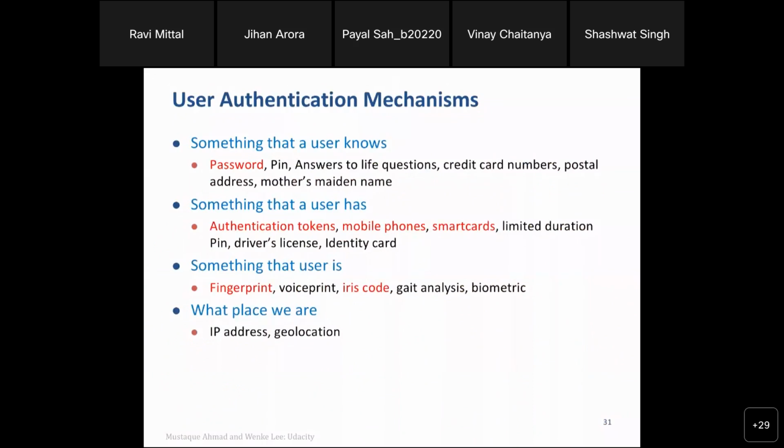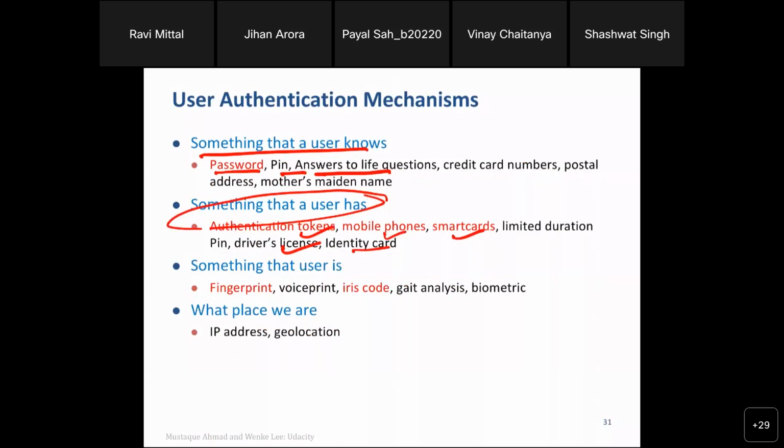So now, as we said, something that the user knows is nothing but a password, PIN, etc. Second is something that the user has, for example, an authentication token, mobile phone, smart cards, driving license, ID card, etc.